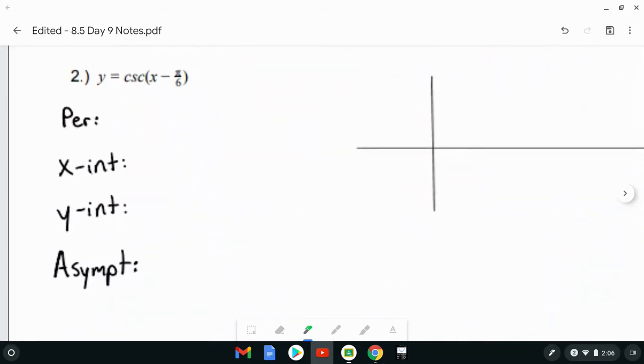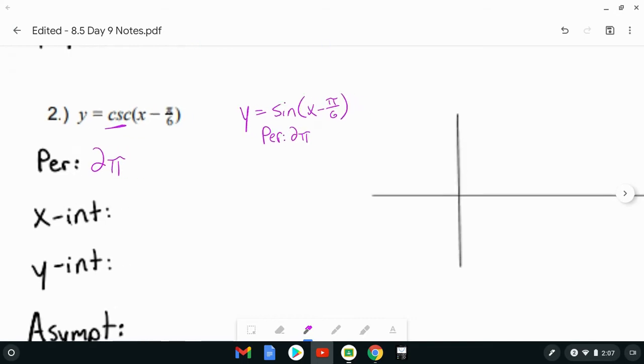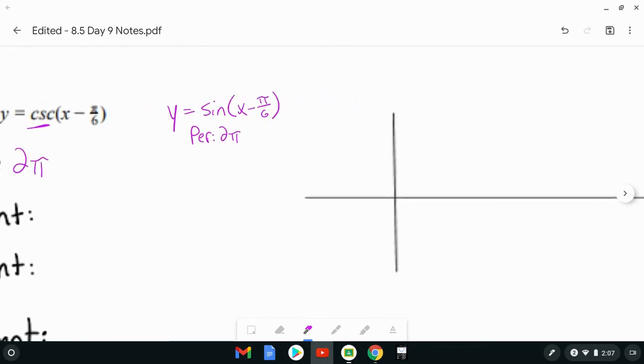On number 2, we're going to take a look at cosecant. Well, remember, cosecant is the reciprocal of sine. So we're going to graph originally sine of x minus pi over 6. And if we graph that, the b value is again 1. So the period is going to be 2 pi over b, which is 1, so 2 pi. The period of sine is going to match the period of the cosecant. So if we graph sine of x minus pi over 6, the period is 4 tick marks out.